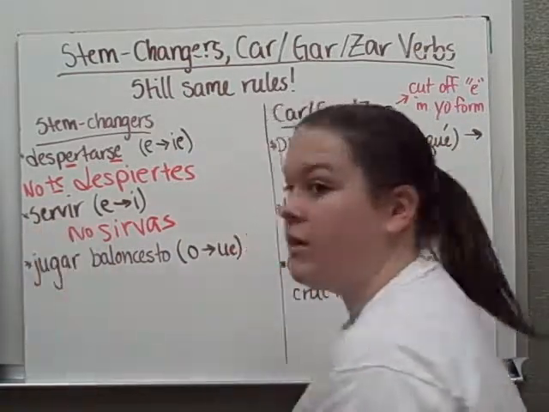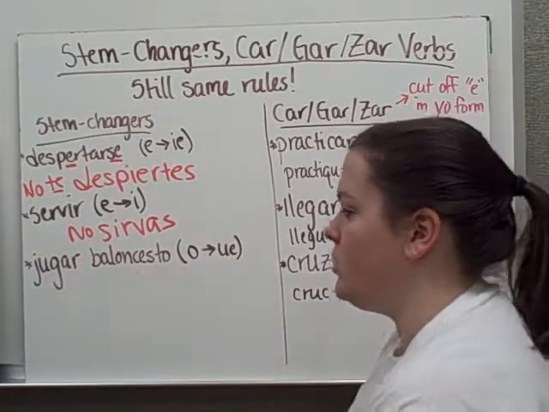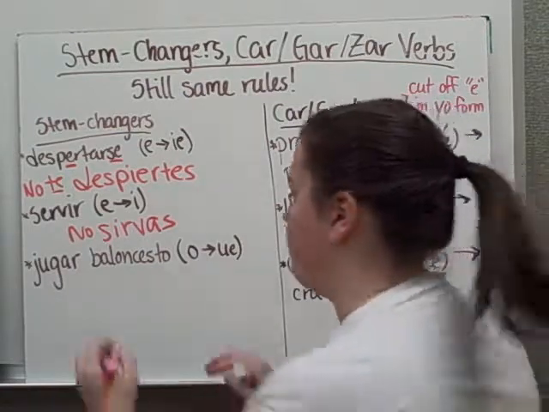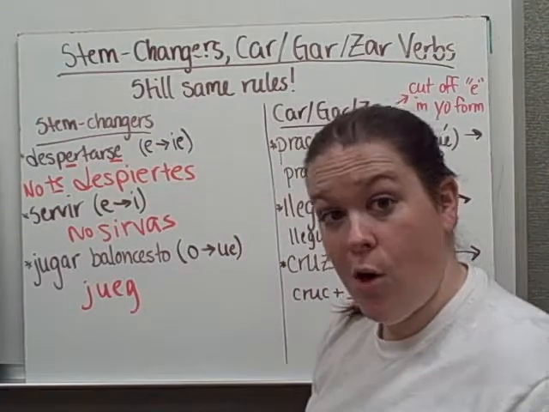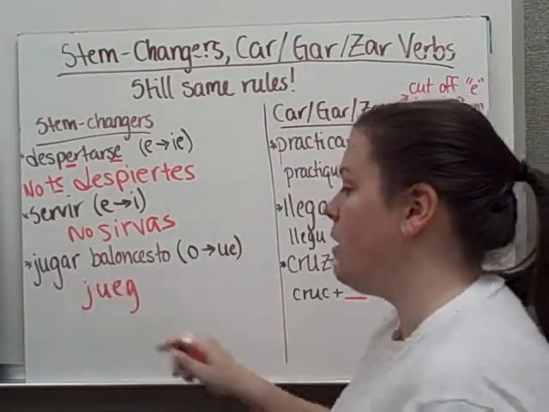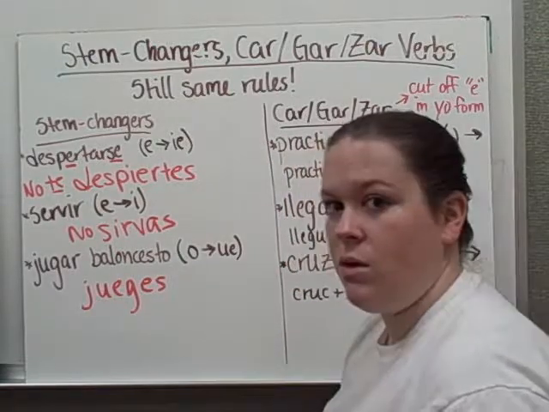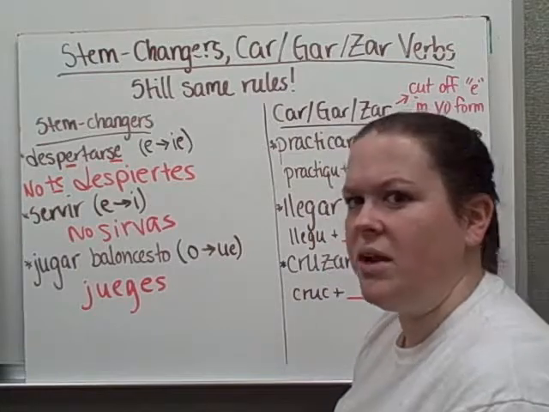No sirvas. And an O to UE, jugar baloncesto. So in yo form in present tense, I would say juego. Juego. Cut off the O. Since it's an AR verb, I'm going to add ES. Okay? Juegues. But that looks a little weird, doesn't it? It doesn't look quite normal.